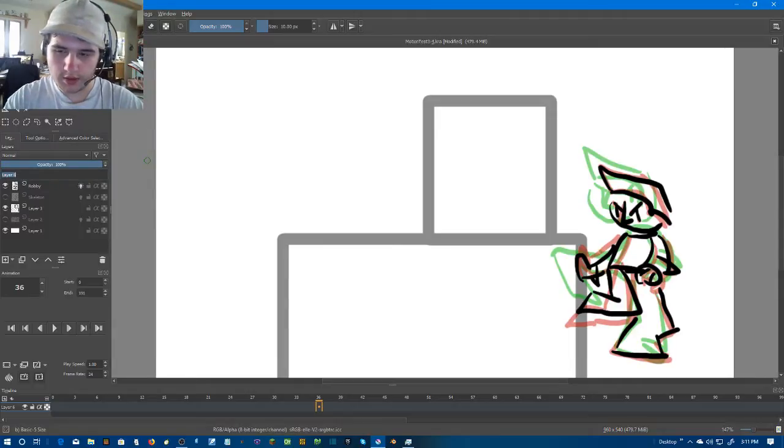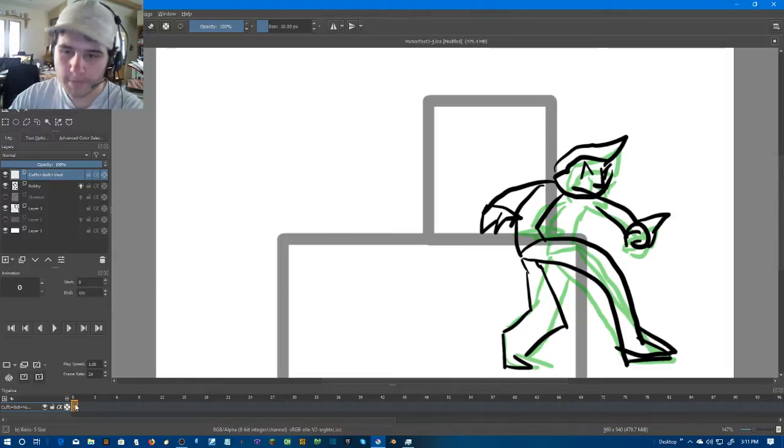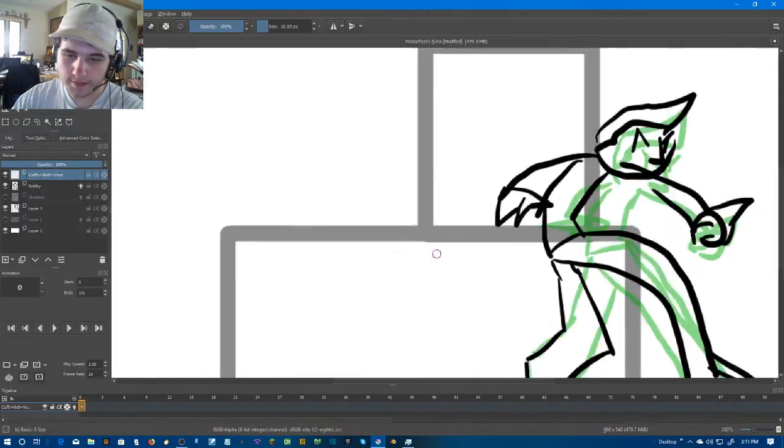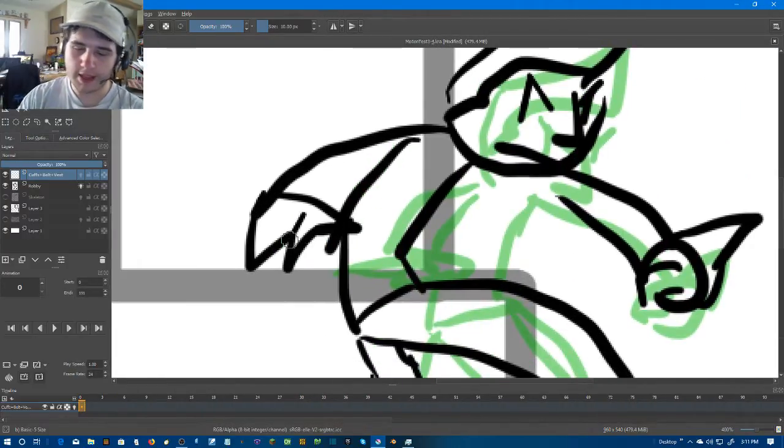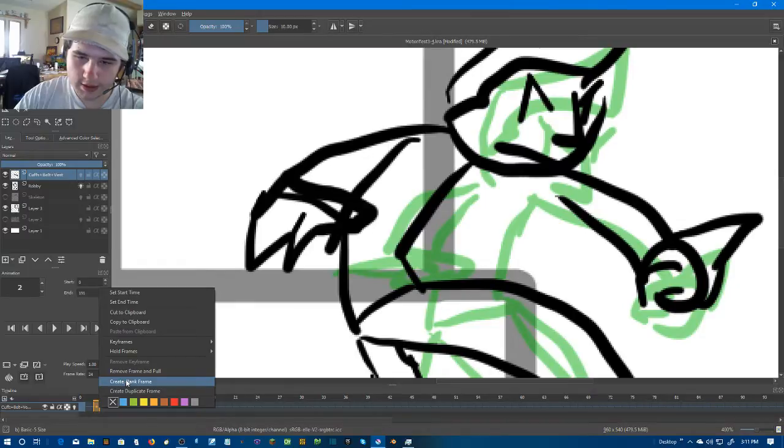So, let's see. Cuffs plus belt plus vest. This is pretty much going to be, as advertised, the cuffs, the belt, and the vest.